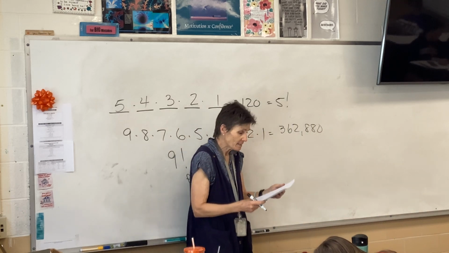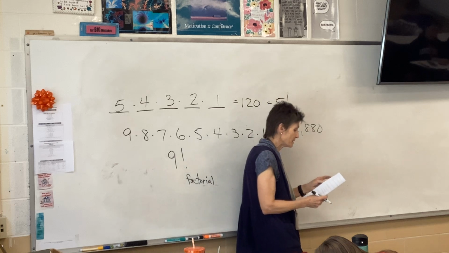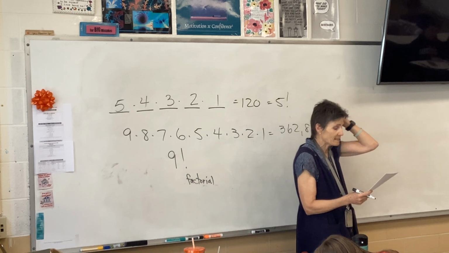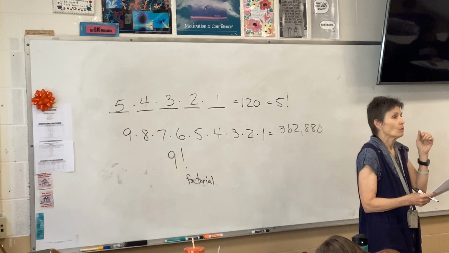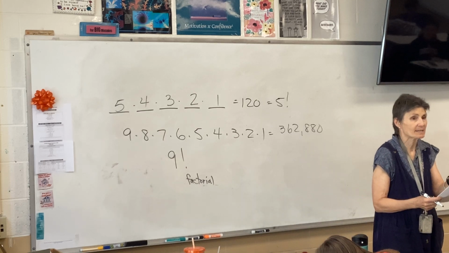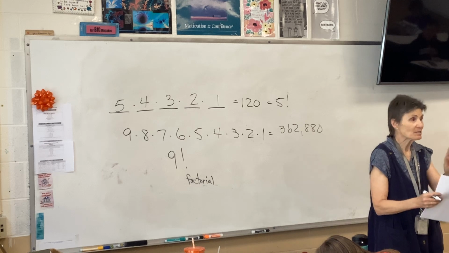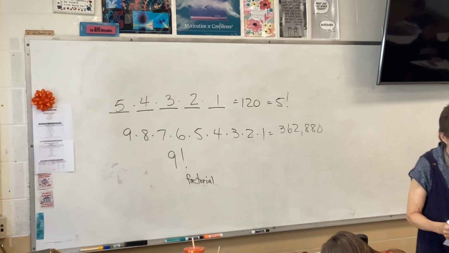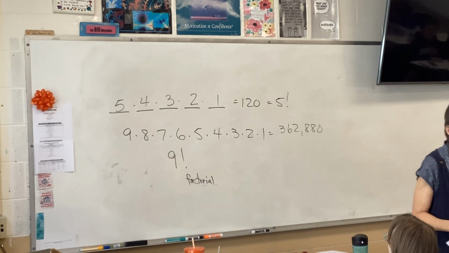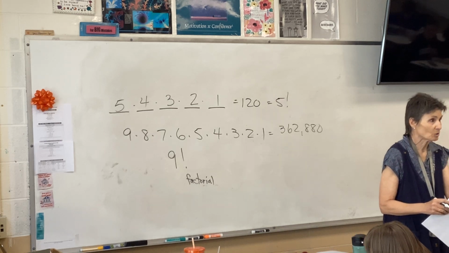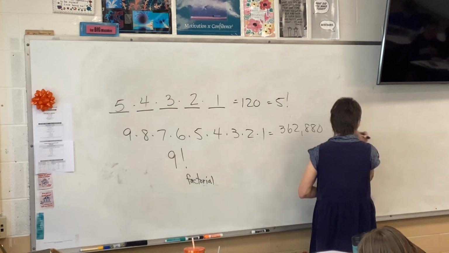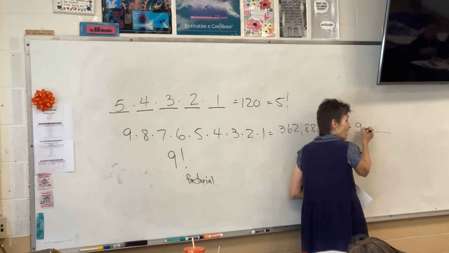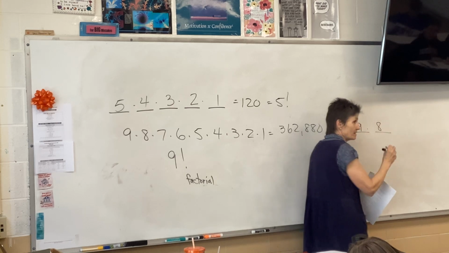How many ways can prizes be awarded for first, second, and third place in a race with 10 contestants? Now, please do not say 10 factorial, because I'm not arranging all 10. They're not all 10 going to get a prize, right? Only first, second, and third. So what would that look like? 10 times 9 times 8.